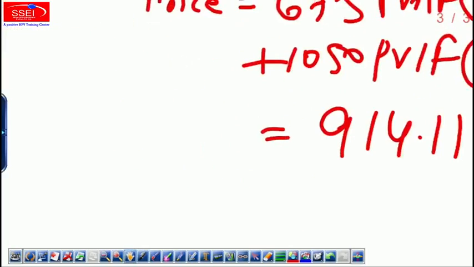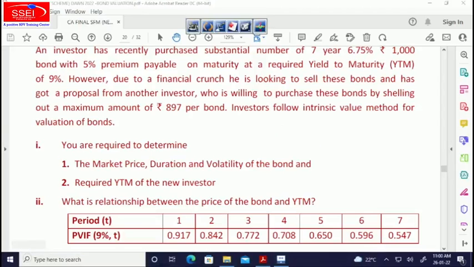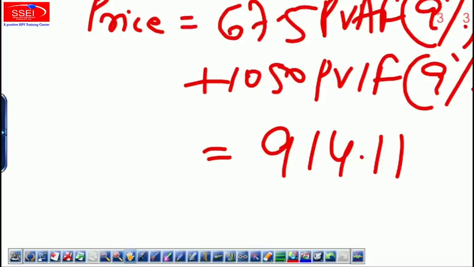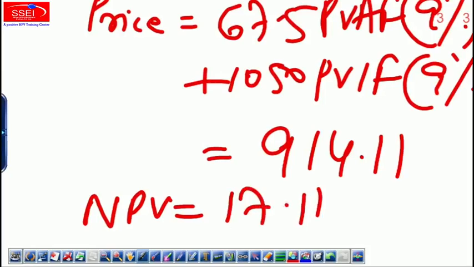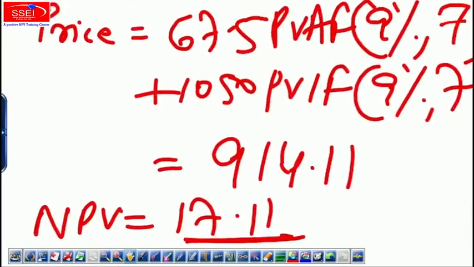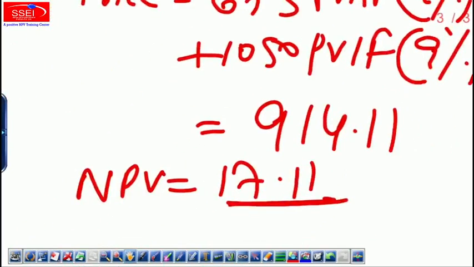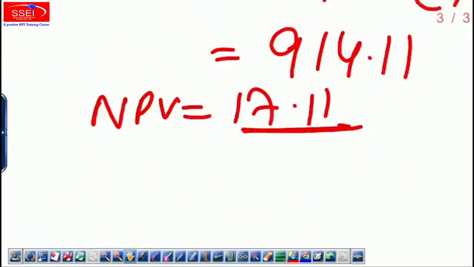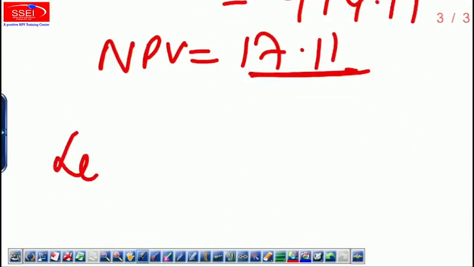914.11. But what was the price? The price was 897, which the investor wants to pay. So NPV, if you understand, these are cash flows and 897 is the investment. So NPV is 914.11 minus 897. It is 17.11. This is the CA Inter method going on. Now since we discounted at 9%, we got 914. So to get 897, we have to take a higher rate, to get the NPV of 0.